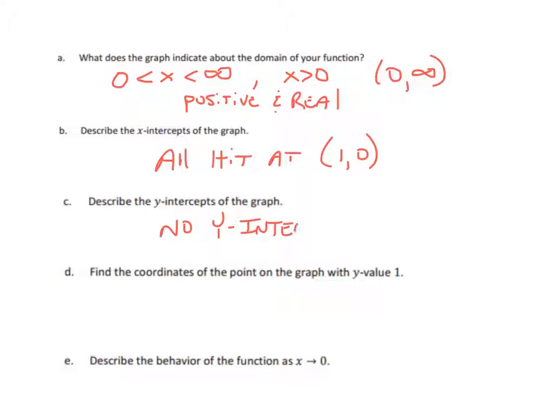It comes close. It's hugging that y-axis, but it never hits the y-axis, so no y-intercepts would be a proper answer on that.